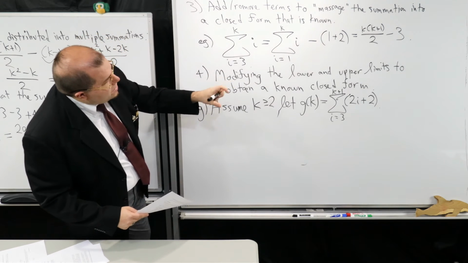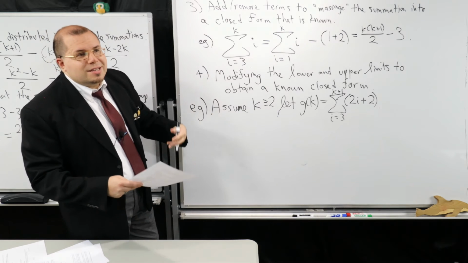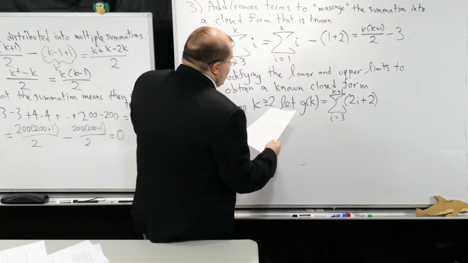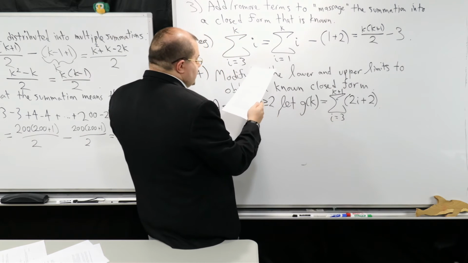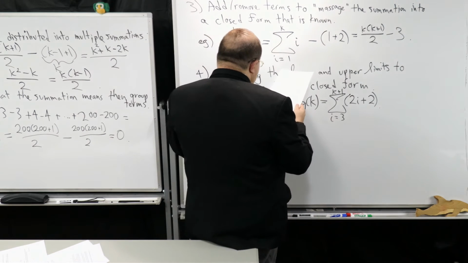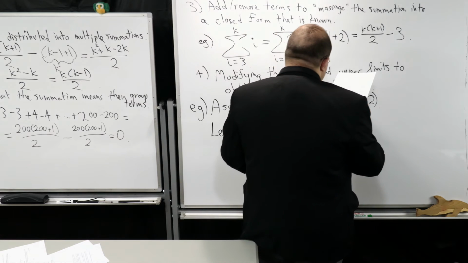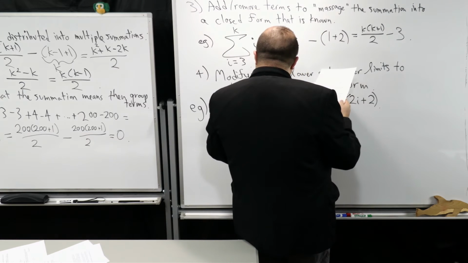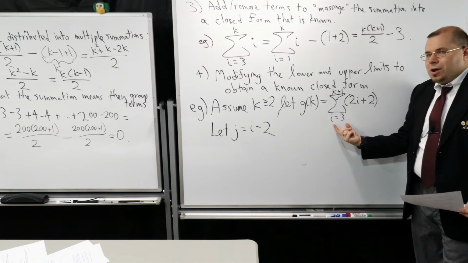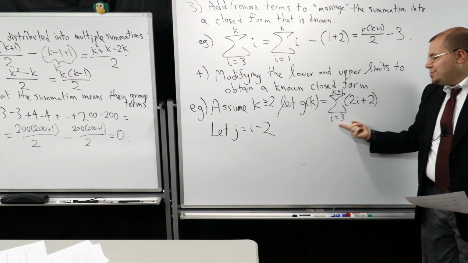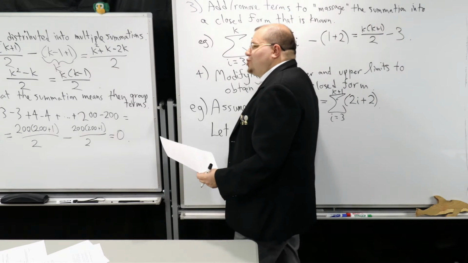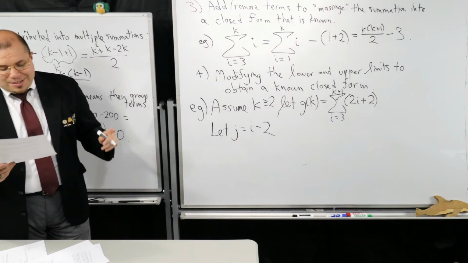I'm going to try to manipulate the upper and lower limits of this sum so it looks like something I could easily manipulate using the first trick I did. So I would like to make this into a 1. I'm going to assume another variable called j, and I'm going to make it equal to i minus 2. Now you might ask, Dan, why are you picking i minus 2? Remember, I want to make this 1 here. So what I would like to do is take 2 off of it. That's where it's coming from.